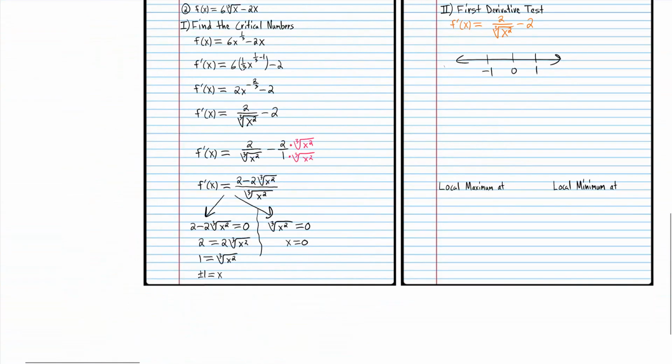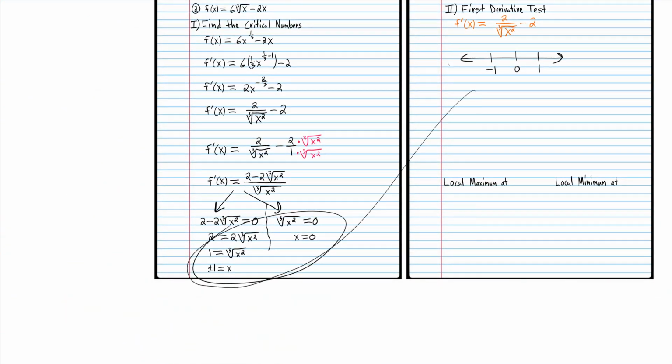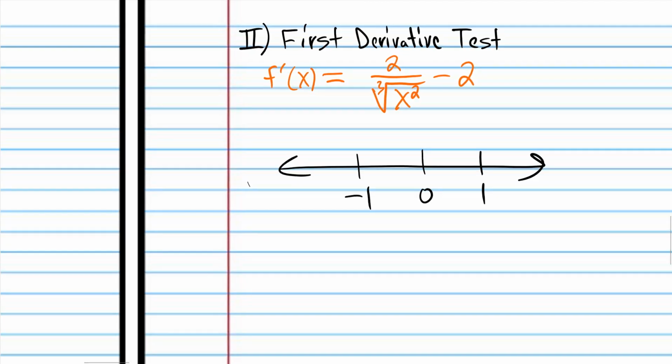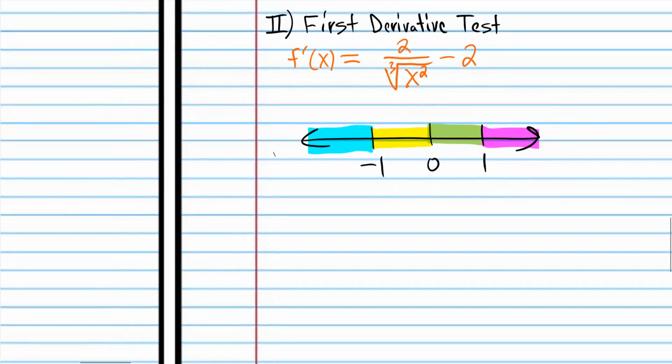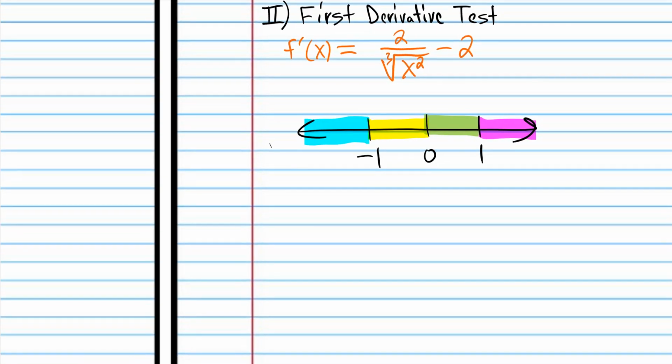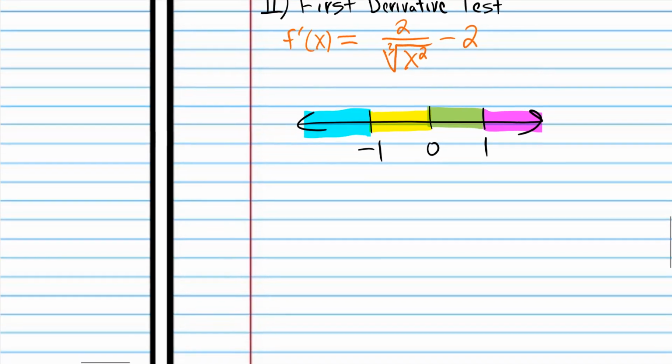So now we're going to write -1, 0, and +1 on a number line, because those are our critical numbers that we found. We found those critical numbers by setting the derivative equal to 0. We found where the derivative is 0 and undefined. So what we're going to do is test the blue region, the yellow region, the green region, and the purple region to see what the sign of the derivative is, and that's going to tell us if there's a maximum or minimum value at x equals -1, a maximum or minimum value at x equals 0, or a maximum or minimum value at x equals 1. Or we could have the situation where there's neither a maximum or minimum value. Again, these critical numbers are the possible locations of extrema.